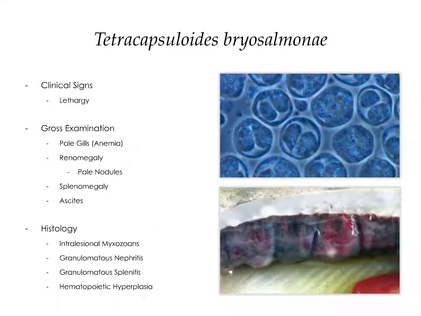Clinical signs associated with infection include lethargy. On gross examination, the gills are often pale. This is the result of hypoplastic anemia. The kidney and spleen are enlarged and they may contain pale nodules. Histologically, there are large numbers of intralesional myxozoans which are associated with granulomatous inflammation. Within sections of the kidney, the hematopoietic tissue may be hyperplastic. In severe cases, there may be evidence of metastatic hematopoiesis.